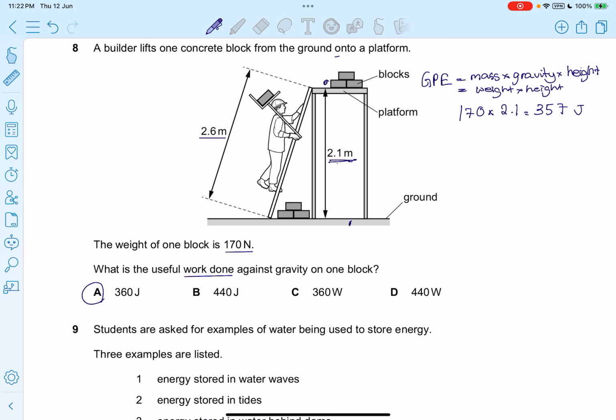So we use 2.1 and multiply those two and we get 357 joules, and if we round it, it's about 360 joules. The reason it's joules is because this is energy and not power. C and D gave the unit for power, which is watt. So these two are wrong. And between these two, it should be 360. So the correct option is A.